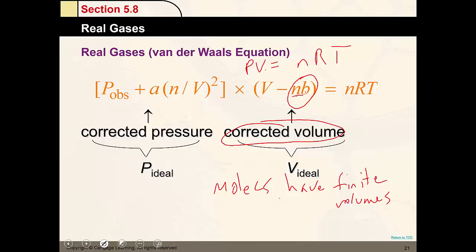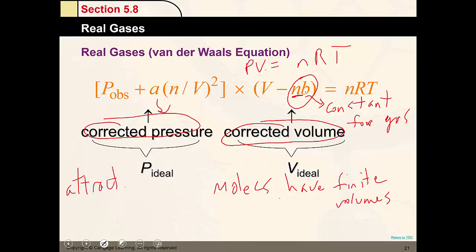And still n is the number of moles, and b is the constant for that particular gas. And same thing with a here, where it's the corrected pressure, and that takes into account the attraction between individual gas particles.